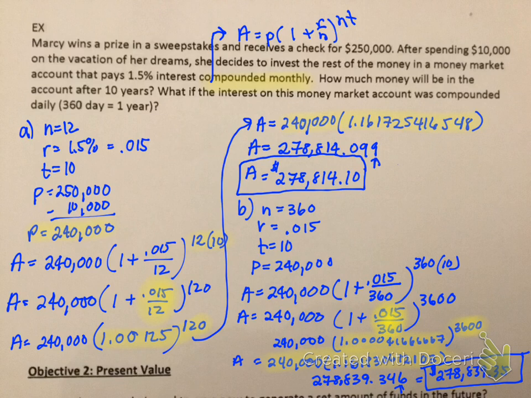So the question is, do I make more money if it's compounded daily or if it's compounded monthly? If we compare the two, we see that daily is going to give us more money. So the moral of the story is the more often the amount is compounded, the more money you make. In this case, we got about $35 more. Okay, all right, that's the end of part 1. There is a part 2 which talks about present value.